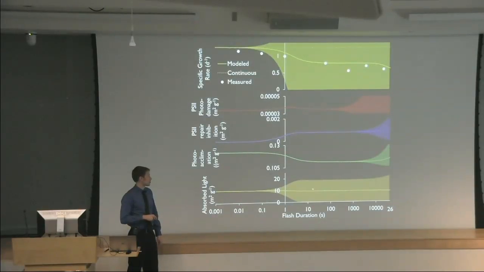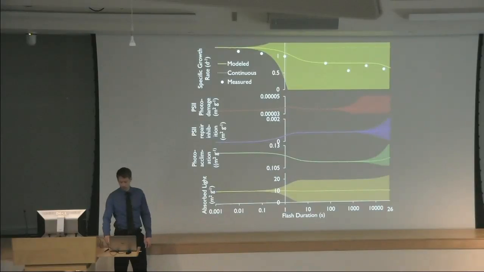That in turn leads to a decrease in the average amount of absorbed light, decrease in photoacclimation, increase of photosystem 2 repair inhibition, which therefore increases PS2 photo damage and decreases specific growth rate. And you also see as you get really long flashes that there starts to be swings in photoacclimation, which again leads to an increase in photosystem II photo damage and a further decrease in growth.